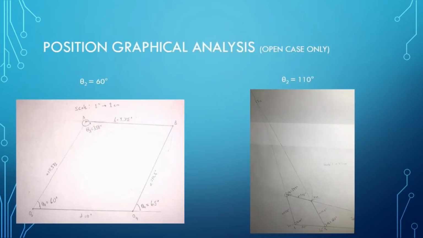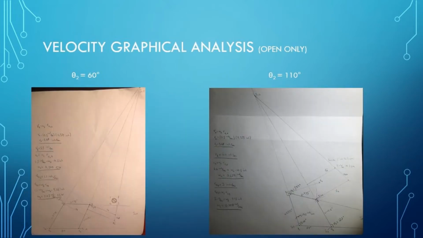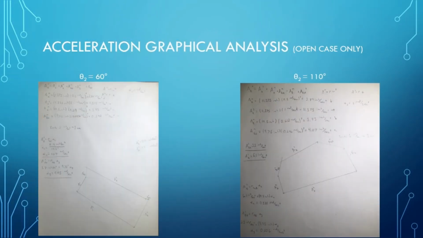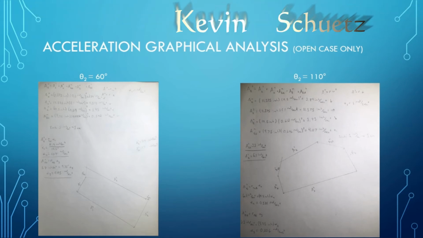The position of the system can be worked out graphically as shown. The velocity can also be worked out graphically as shown here. Here's where we did our graphical acceleration analysis.